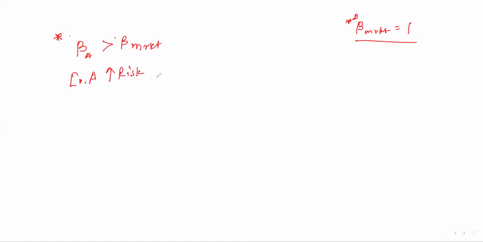So the clear point that I wanted to make over here is, if beta of company A is greater than the beta of the market, and what is the beta of the market? Always and always remember, please make a note with a star raised to infinity, that beta of the market is always 1. Beta of the market is always 1, the constant number 1. If beta of security A is greater than beta of the market, it would mean company A has higher risk as compared to the market.